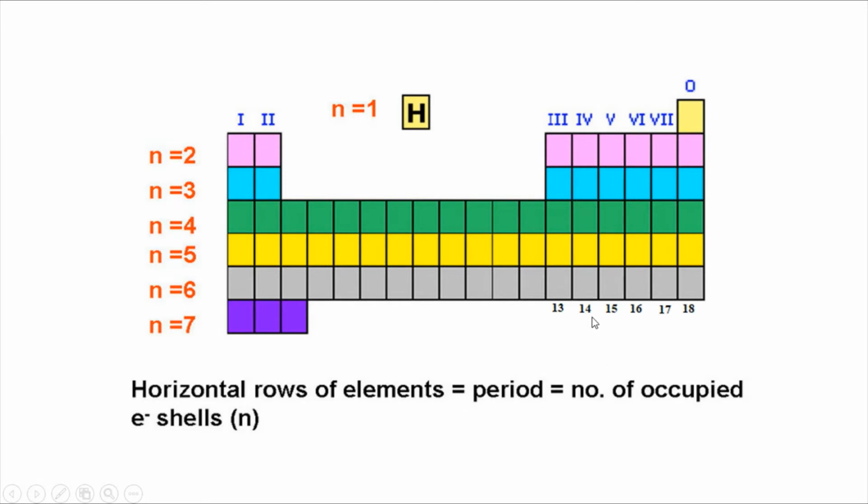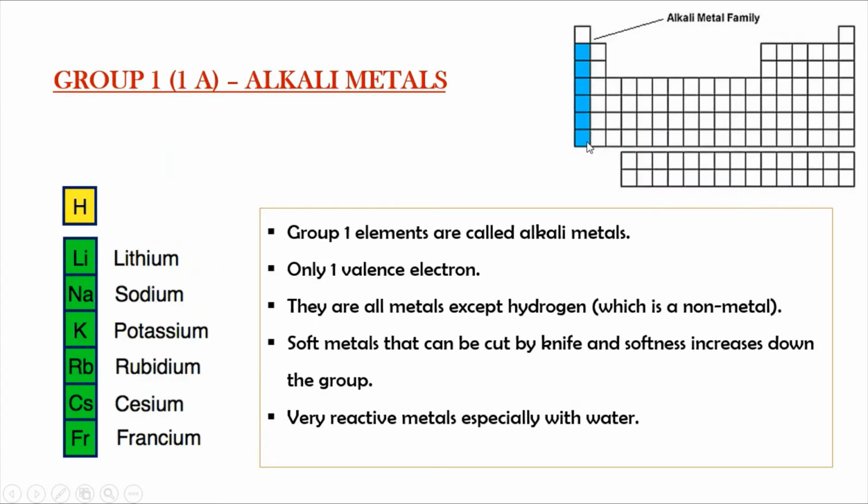number of valence electrons in group 15 is 5 and so on. First group elements are called alkali metals. Alkali metal elements are hydrogen, lithium, sodium, potassium, rubidium, cesium and francium.